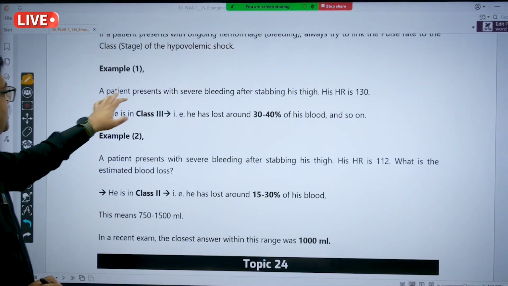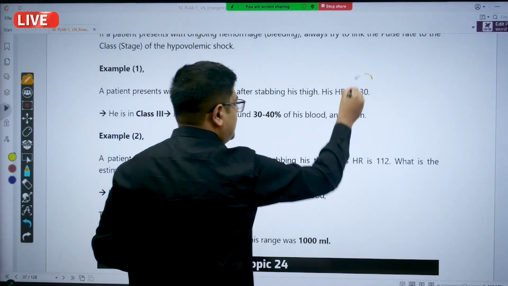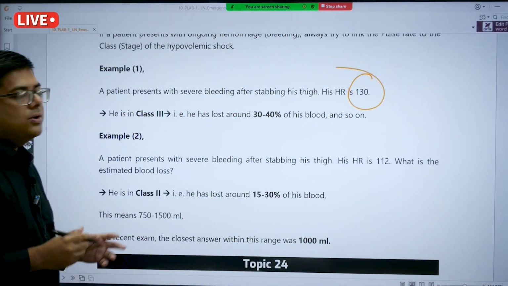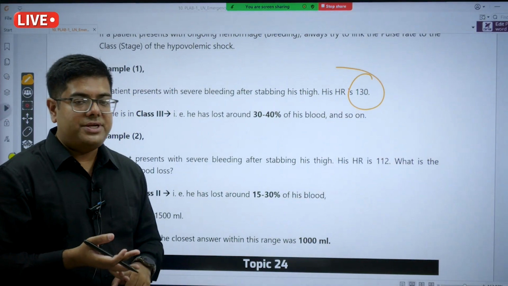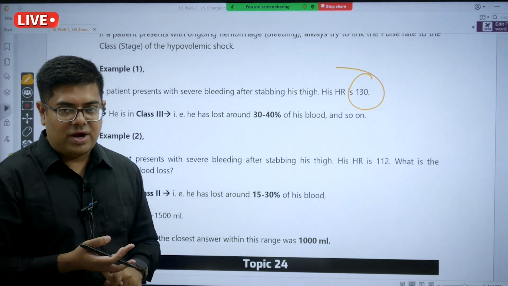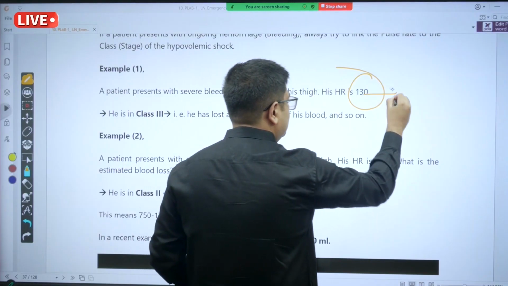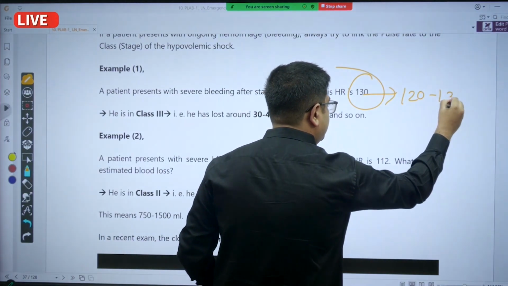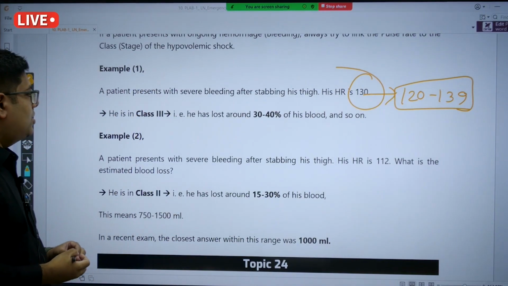Here is an example. A patient presents with severe bleeding after stabbing his thigh. Heart rate has been given as 130. We know less than 100, 100 to 119, 120 to 139 and more than 140. So this patient having 130, that means 120 to 139. Which class? Class 3. We are already sure of that.